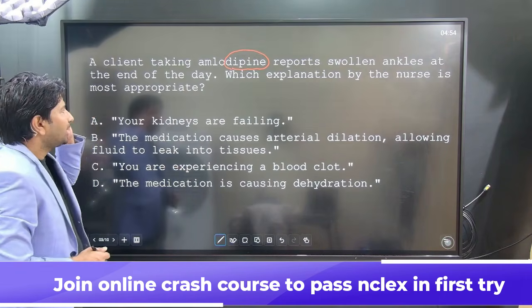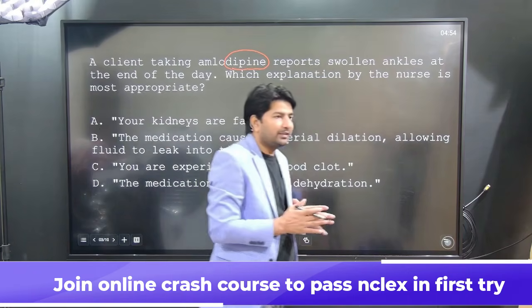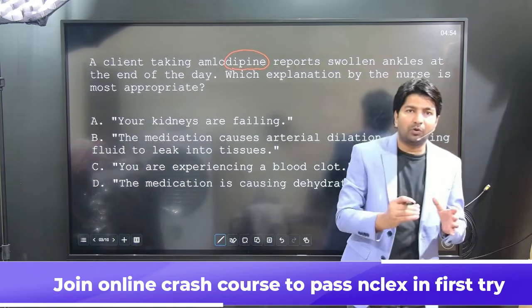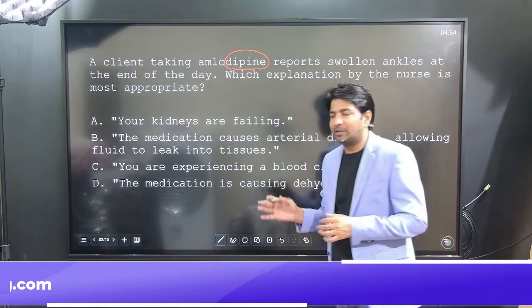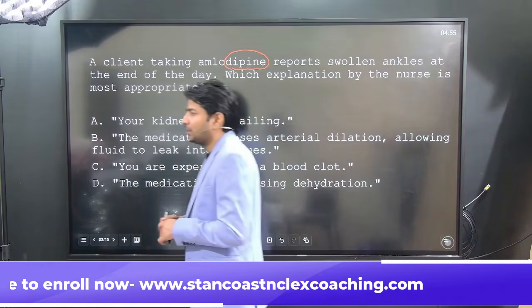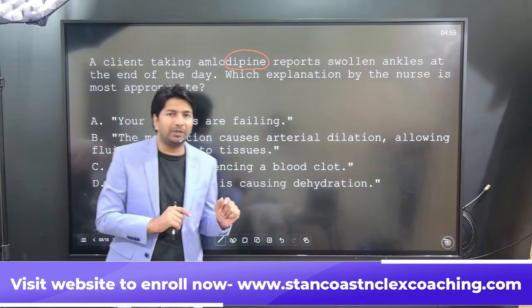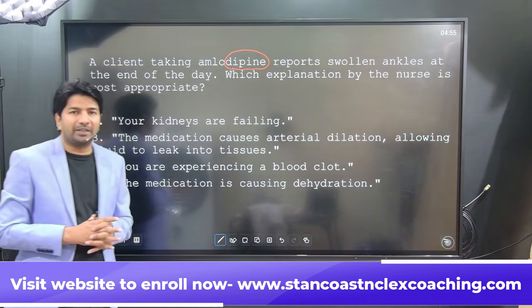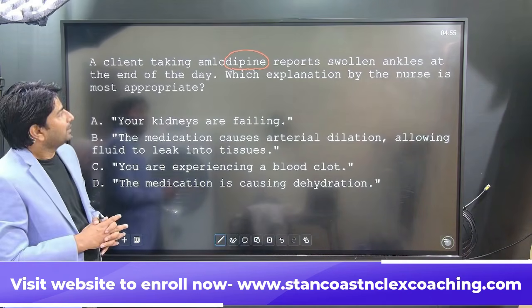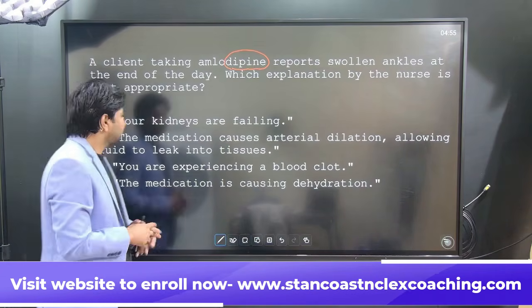You have to know that amlodipine is a calcium channel blocker that dilates the arteries. If they dilate the artery, more blood will go through the arteries and more blood will reach the capillaries. If more blood reaches the capillaries, then more blood will come out from the capillaries into the surrounding tissue. It means there will be edema. So peripheral edema is the expected side effect of all calcium channel blockers that end in dipine.